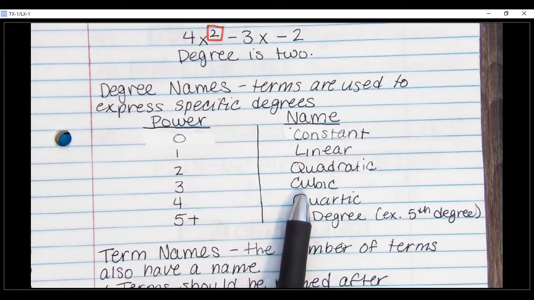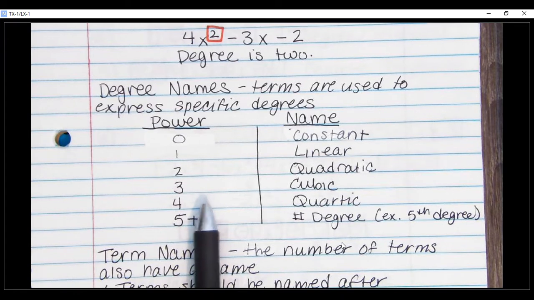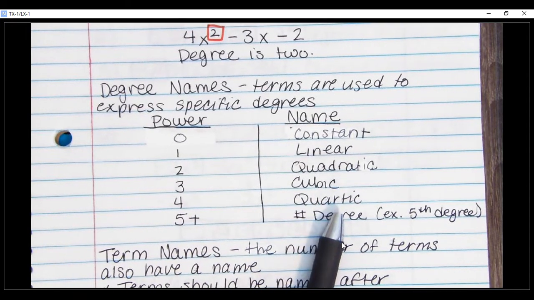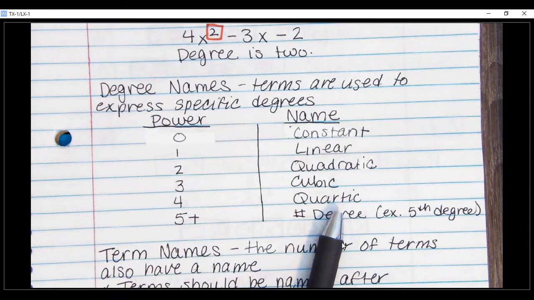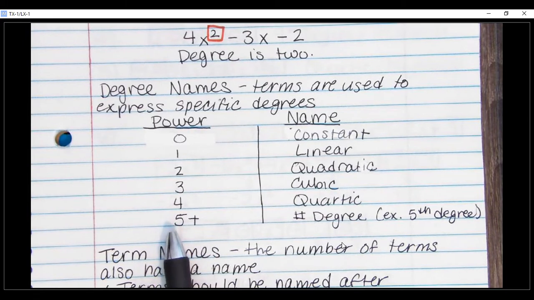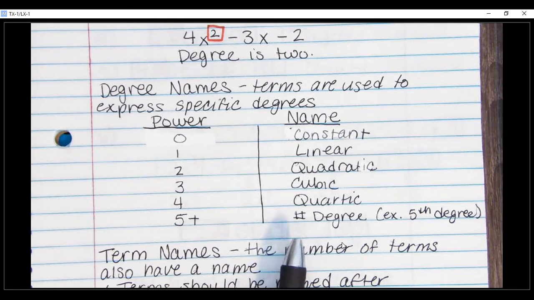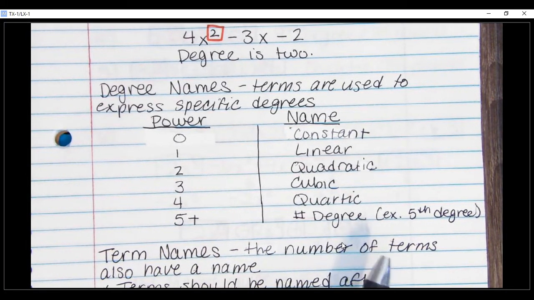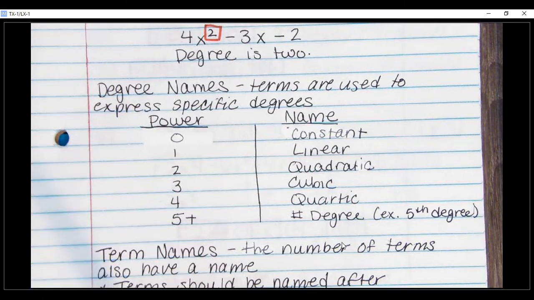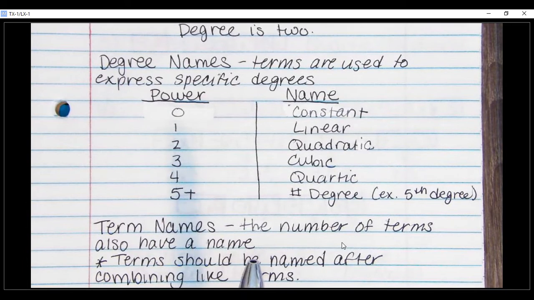3 is cubic. 4 is quartic. I apologize if I'm saying that incorrectly. And then any numbers 5 and above is going to be the number in the degree. So an example would be 5th degree. So now that we have the degree name, we're going to also look at the term. So remember there's 2 parts to this, and I'll show some examples later, so hopefully it all comes together.